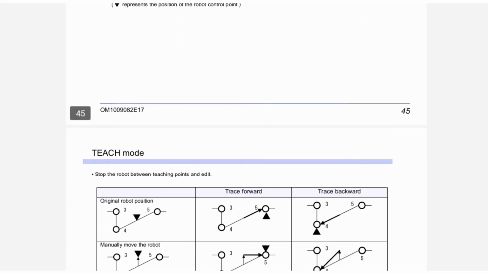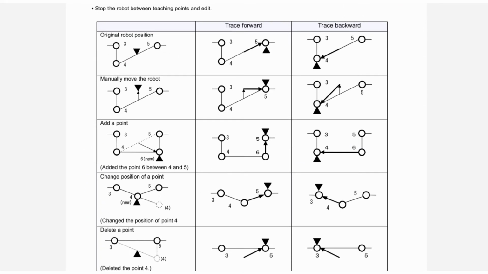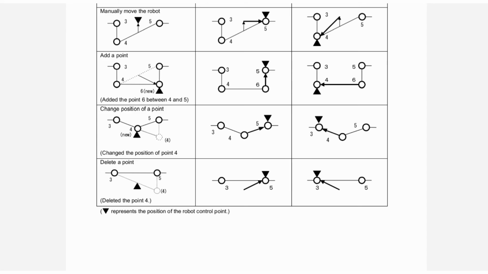Now next is stop the robot between teaching points and edit. Original robot position, manually move the robot, add a point, added the point 6 between 4 and 5. Change position of a point, changed the position of point 4. Delete a point, deleted the point 4.